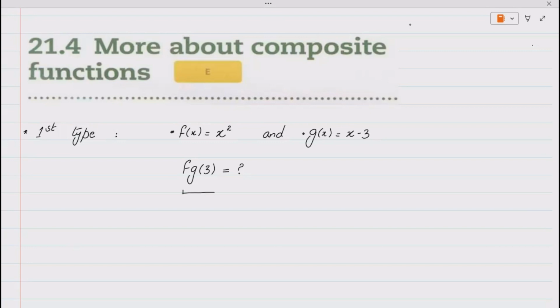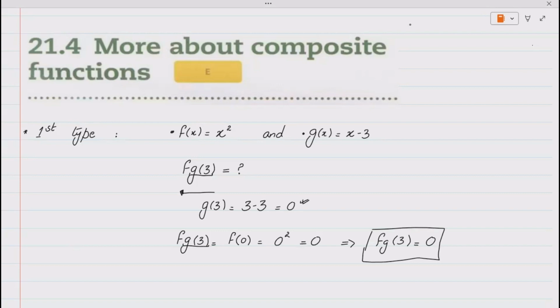We'll read this from right to left. So first thing here is g of 3. So first we have to find g of 3. So g of x is x minus 3. In place of x we write 3. So 3 minus 3 is 0. So we find g of 3. Now actually we have to find f of g of 3. So g of 3 we know now is 0. So actually we have to find f of 0. Since f of x is x square, f of 0 is 0 square. So it is 0. So this means f of g of 3 is 0.